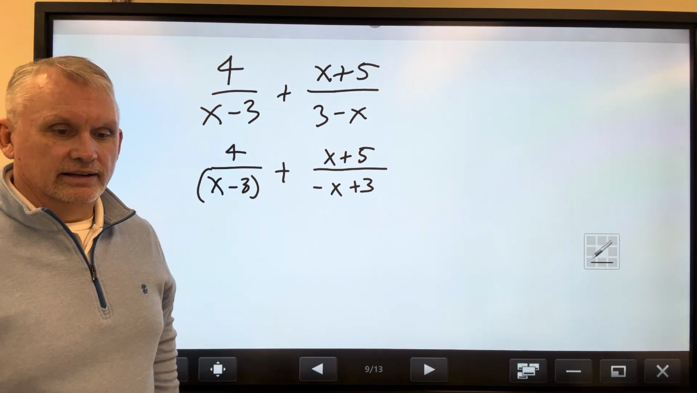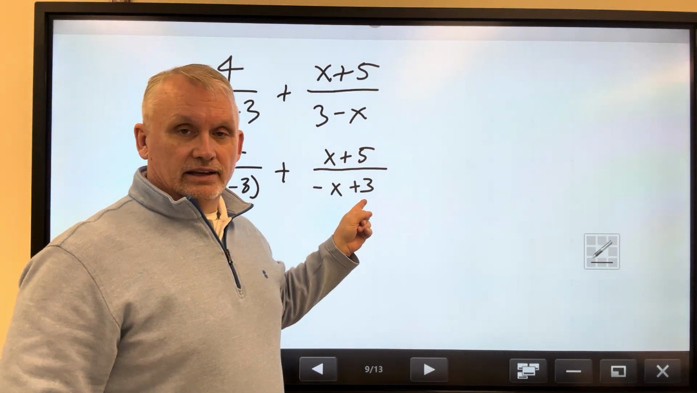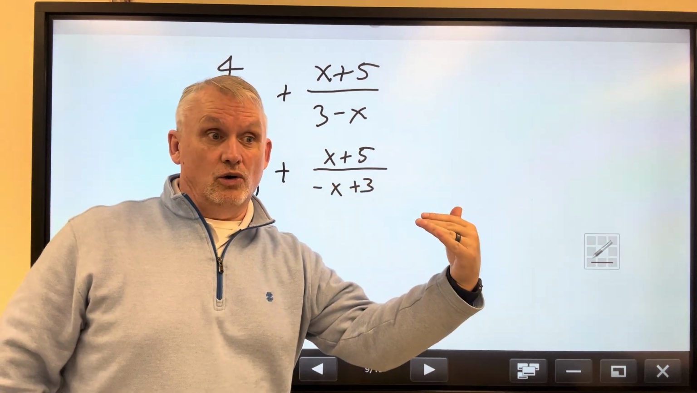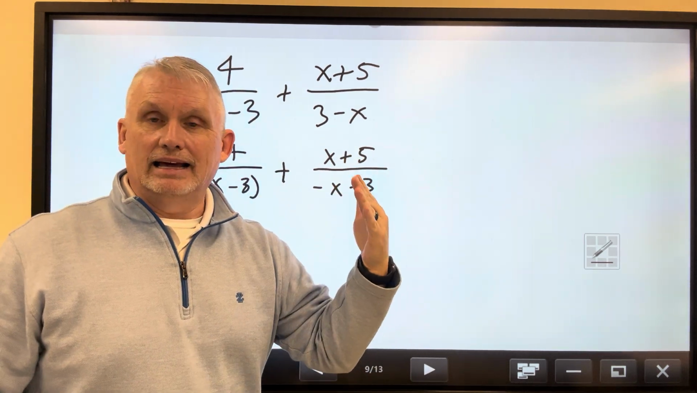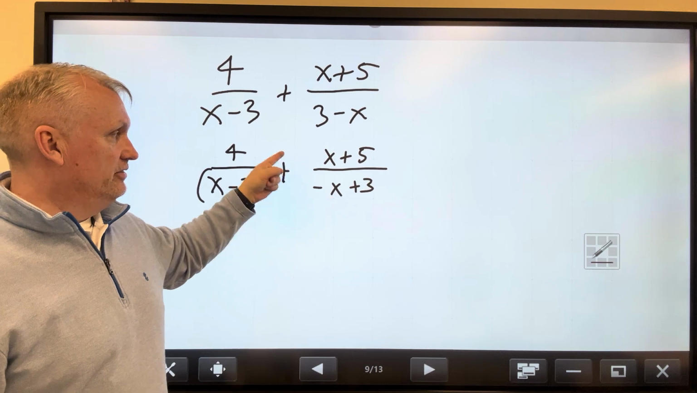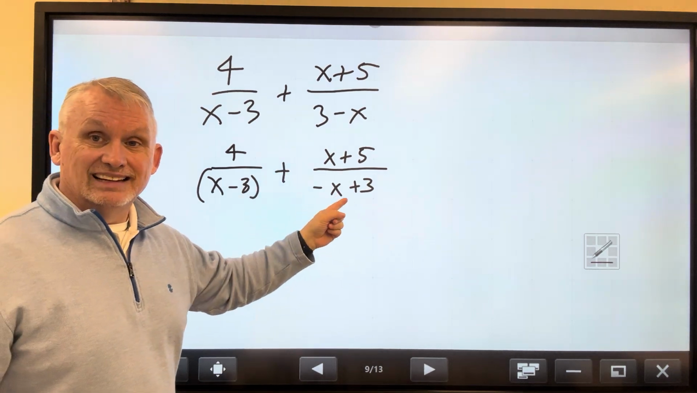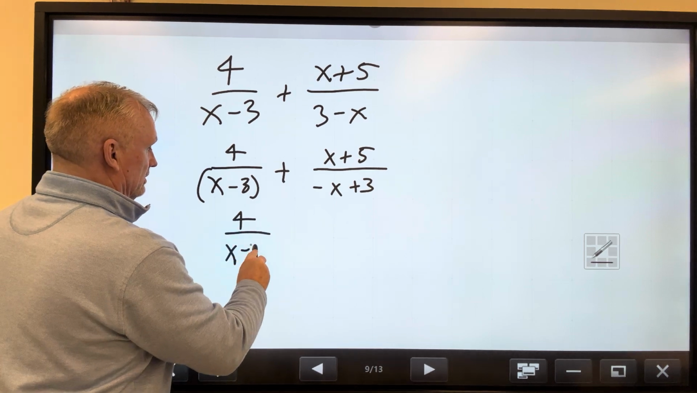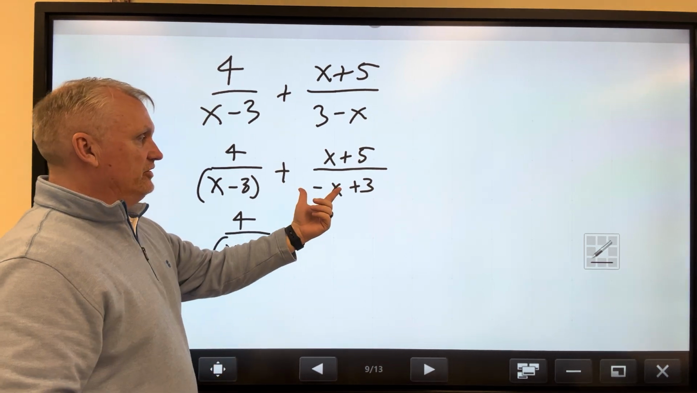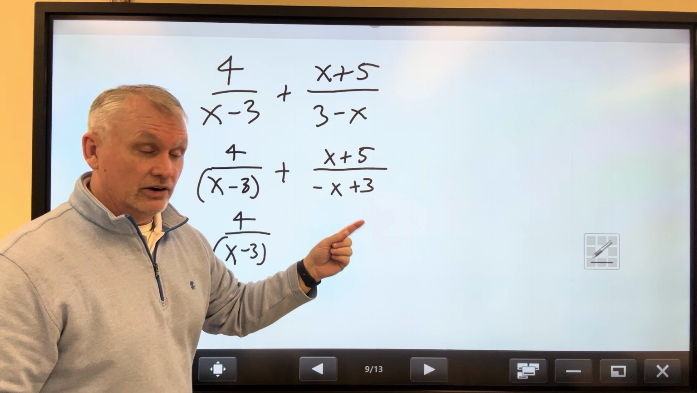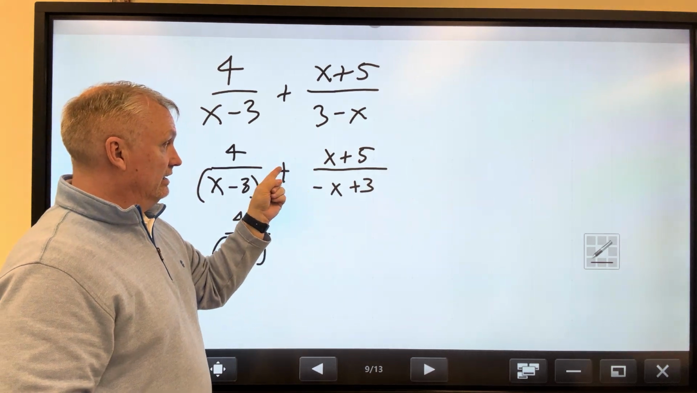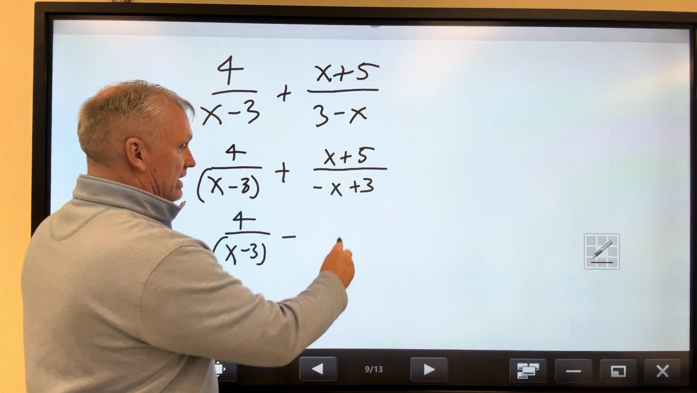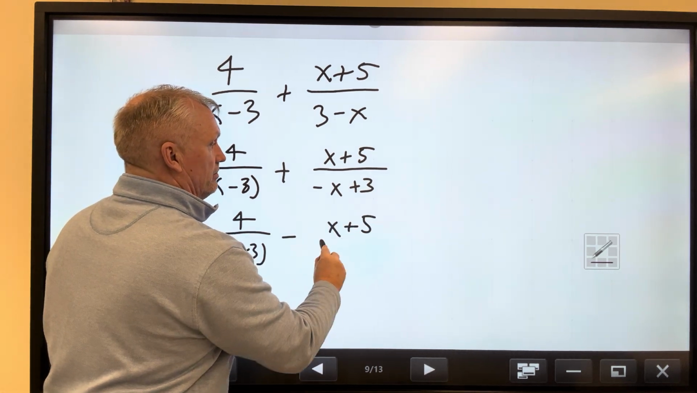I don't like this because it's got the minus leading. Remember, when you have a leading coefficient of minus, get that out. I'm going to factor out a negative. I'm going to factor out the negative of this denominator. This first thing stays the same. When I factor out a negative in the denominator, it changes the sign. So the plus becomes a minus. This stays the same on top.